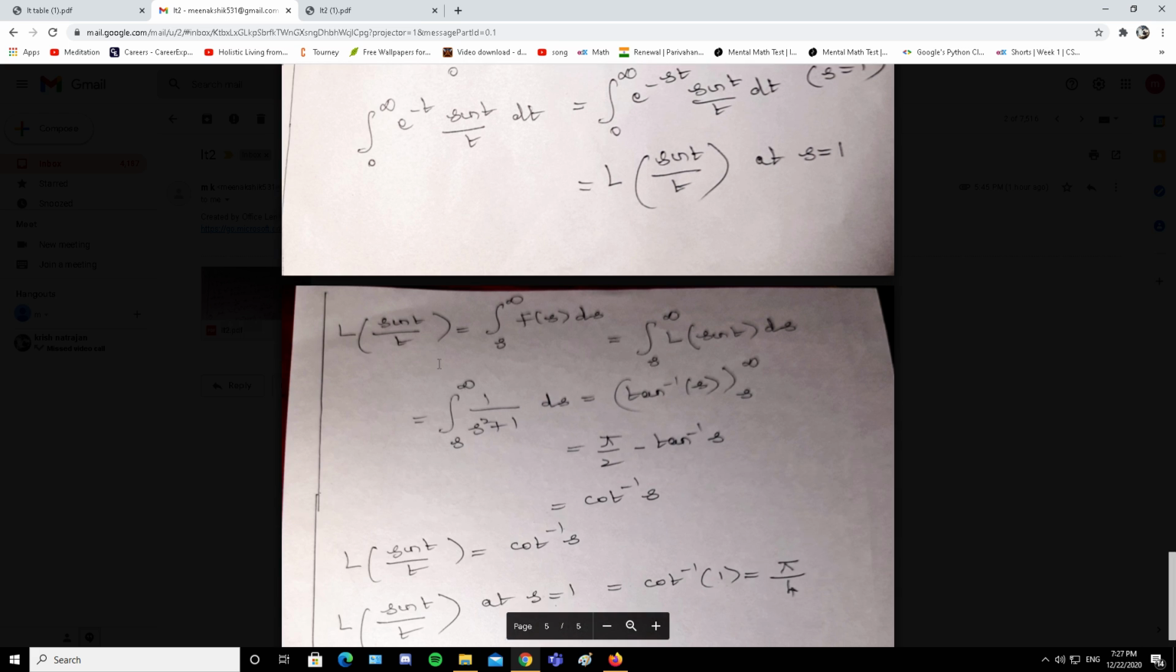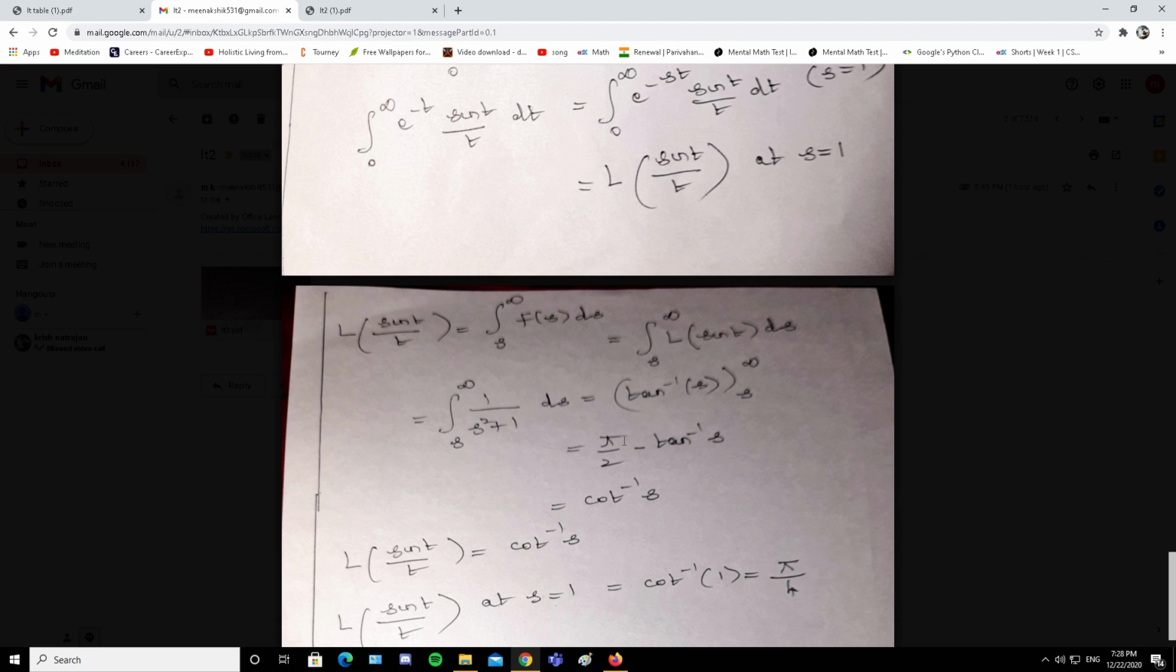So you know to find Laplace of f of t by t. What is Laplace of f of t by t? The integral from s to infinity of f of s ds. What is f of s? L of f of t. What is f of t? Sin t. So the integral from s to infinity of Laplace of sin t ds. What is Laplace of sin t? 1 by s square plus 1 ds. What is the integral of 1 by s square plus 1? Tan inverse of s from s to infinity.